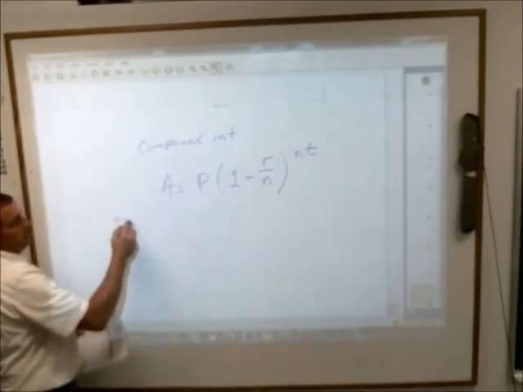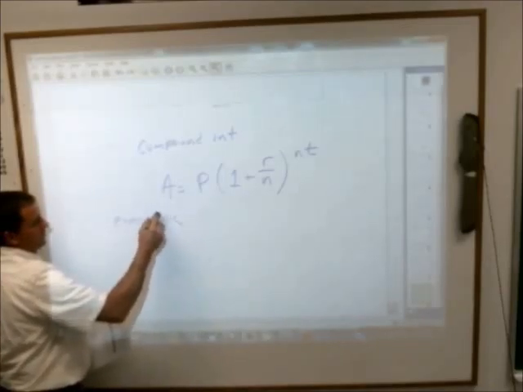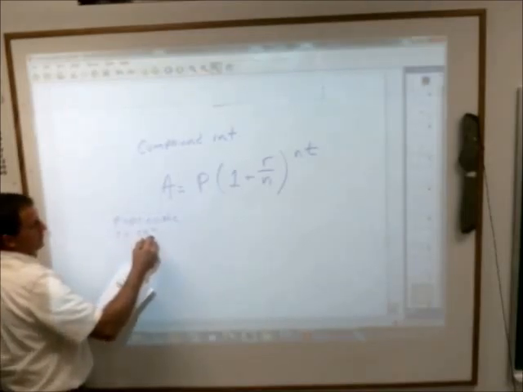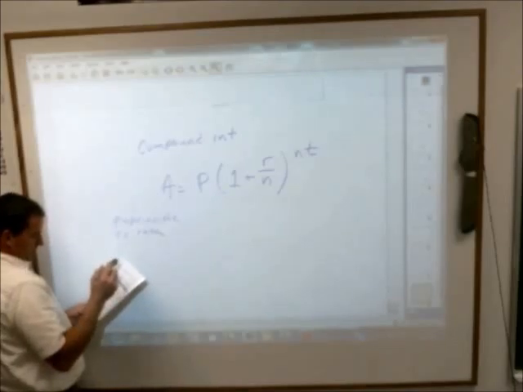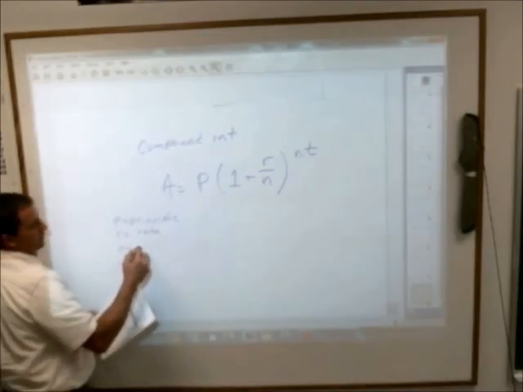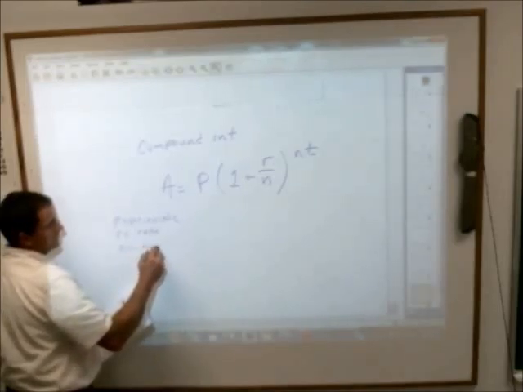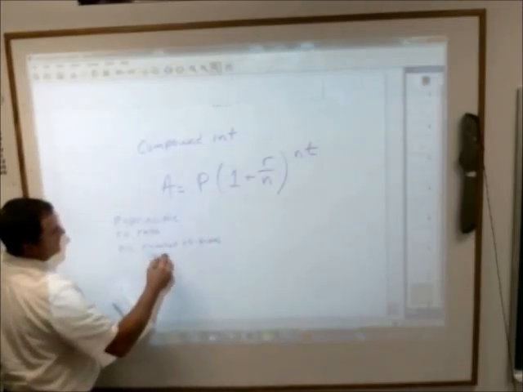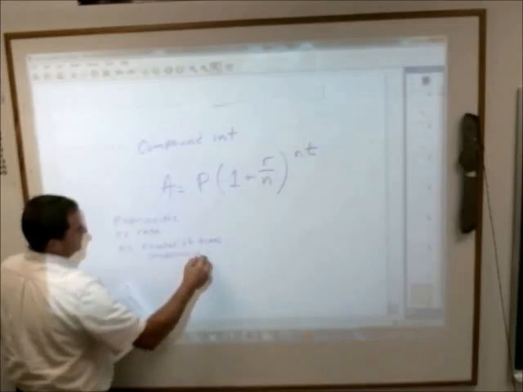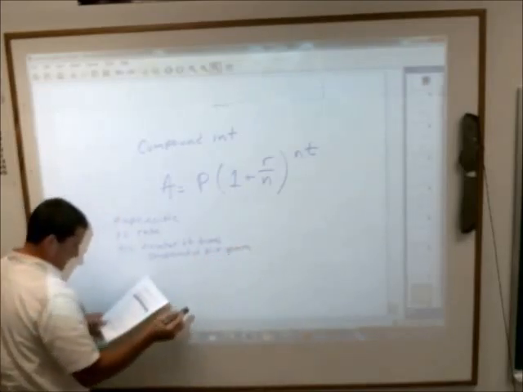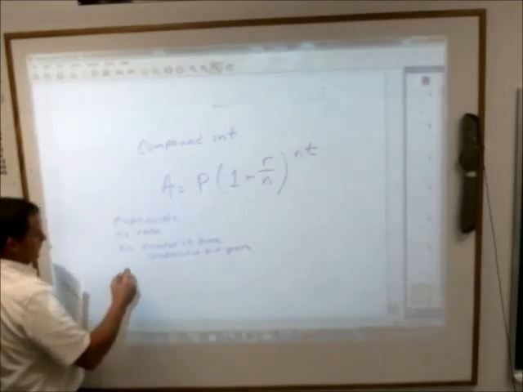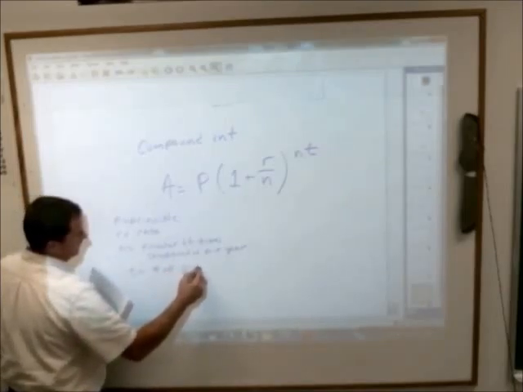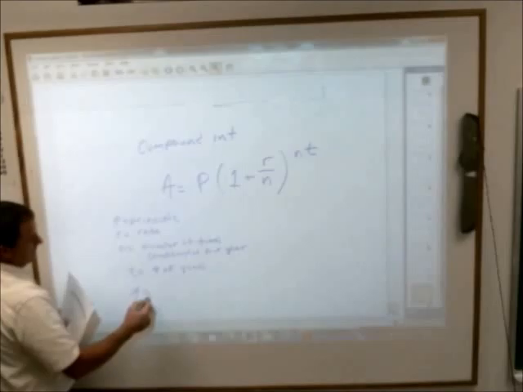Again, P is principal. R is the rate, annual growth rate. N is the number of times it's compounded, the number of times compounded a year. T is the number of years. And A is the final amount.